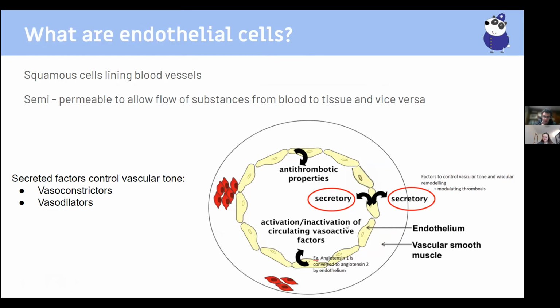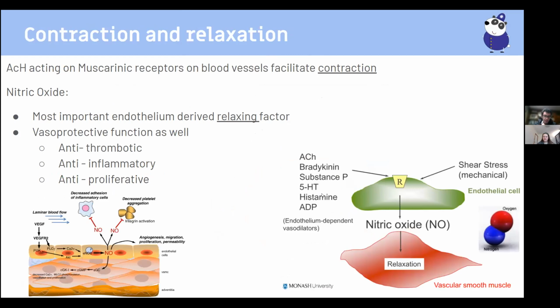They also modulate thrombosis, which is coagulation, because if there's damage to the endothelium, it can trigger a coagulation cascade, which is mediated by the endothelium.